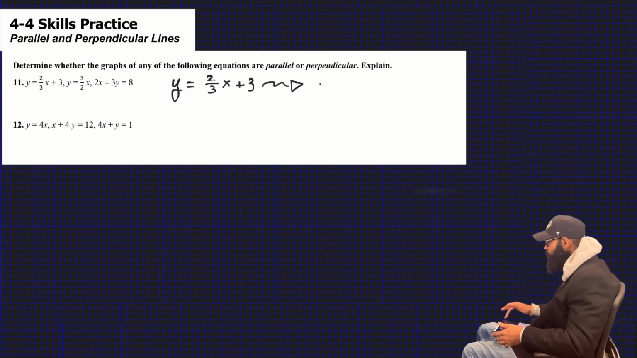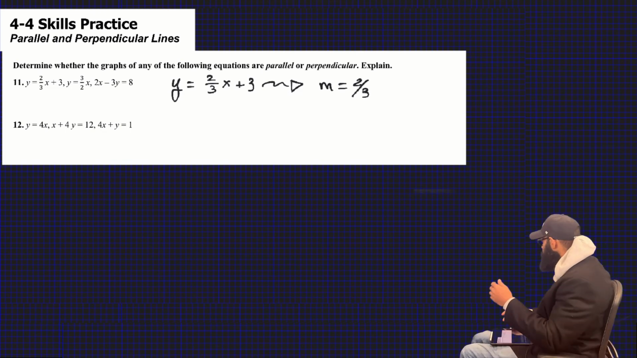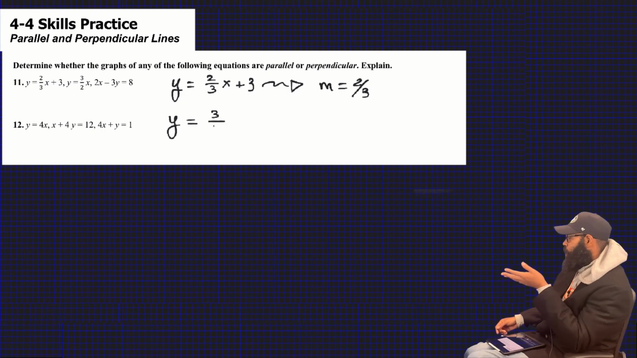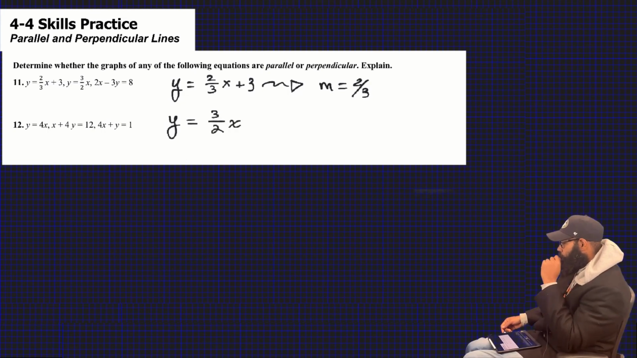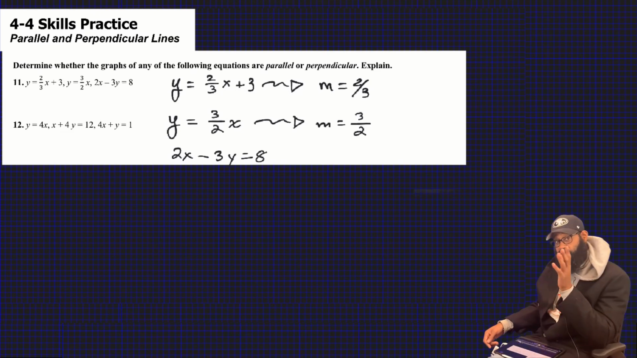In this one, guys, I'm recognizing I got one equation and it's 2/3 x plus 3. So the slope is 2/3. Now what about the other line? The other line says y is equal to 3/2 x. Okay, well, the slope for that one is 3/2, 3 over 2. And there's one more. But that third one is kind of funky style.